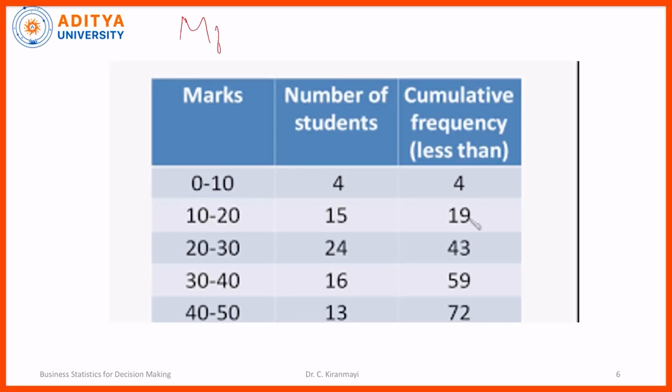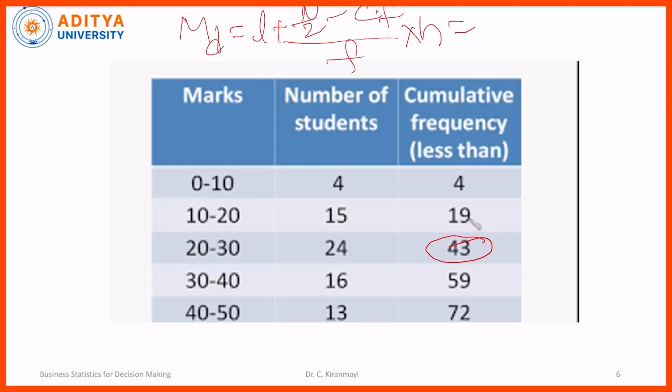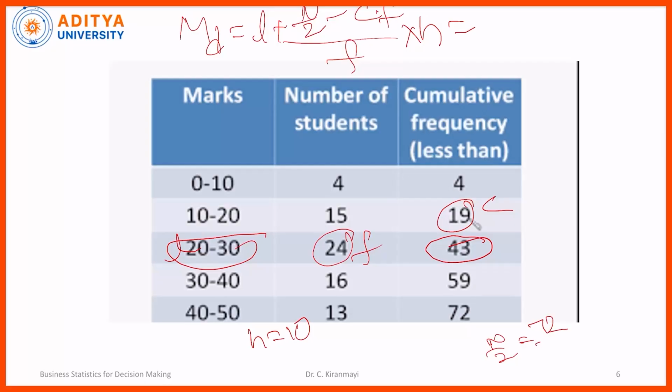Median is equal to L plus n by 2 minus cumulative frequency by frequency into h. So, this is the median class, and this is the C value, and this is the F value, and this is the L value, whereas h is 10. n by 2 is 72 by 2, that is 36.